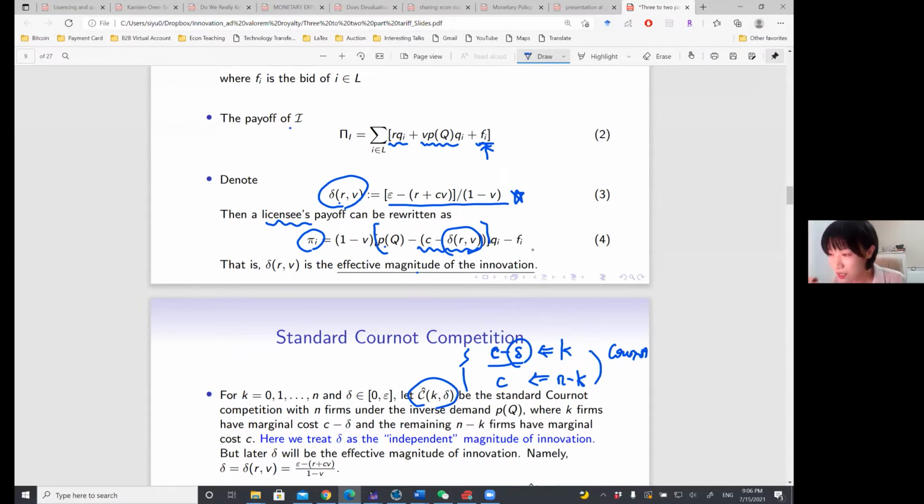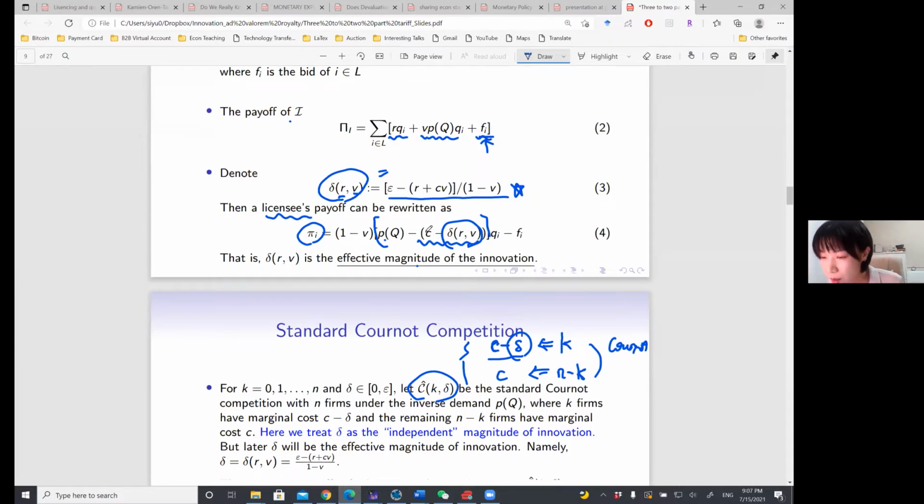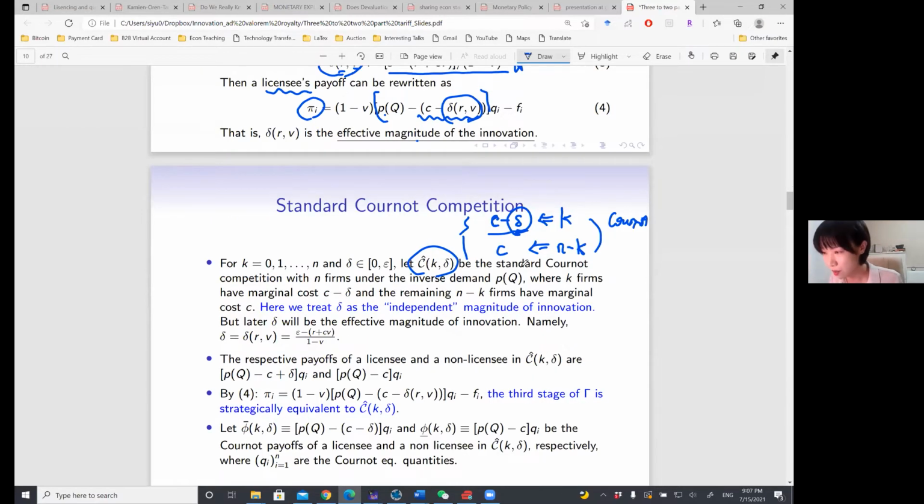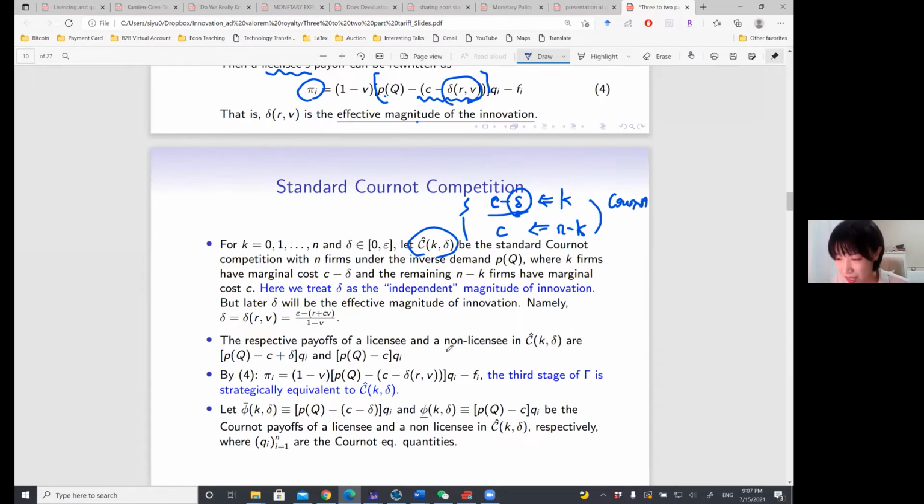And later on, the innovator will choose R and V such that delta of R and V is equal to the delta star we solved for. Okay, so right now in the Cournot computation, we treat delta as an independent variable. Okay, I hope that clarifies.